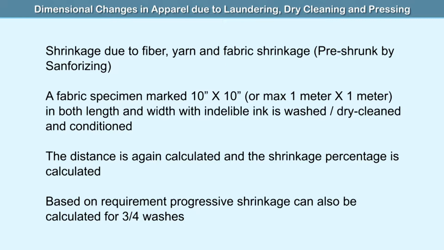Shrinkage is due to fiber, yarn and fabric shrinkage, and is reduced by pre-shrinking by sanforizing. A fabric specimen marked 10 inches by 10 inches, or a maximum of 1 meter by 1 meter, in both length and width with indelible ink is washed or dry cleaned and conditioned. The distance is again calculated and the shrinkage percentage is calculated. Based on the requirement, progressive shrinkage can also be calculated for 3 or 4 washes.